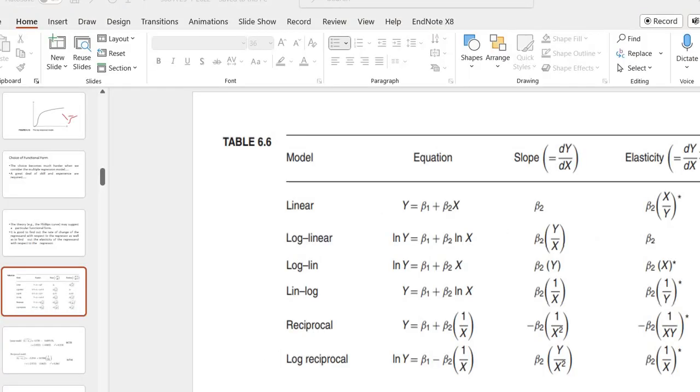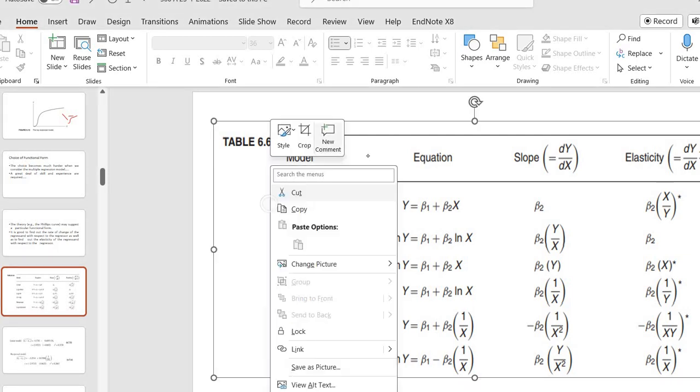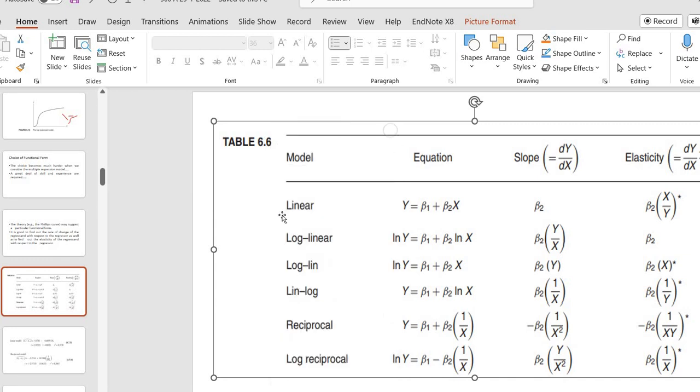Now in front of you, there is a table which I have taken from your book of Gujarati, and it contains different kinds of models. If you look at the first one, it is the linear one, and it is simple as you have estimated earlier. Y is equal to beta 1 plus beta 2 x, and I will discuss it later, but just have a look at the model shape.